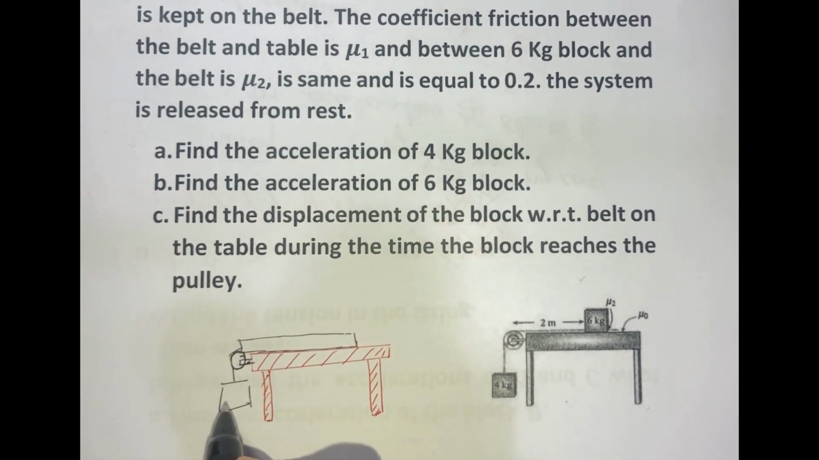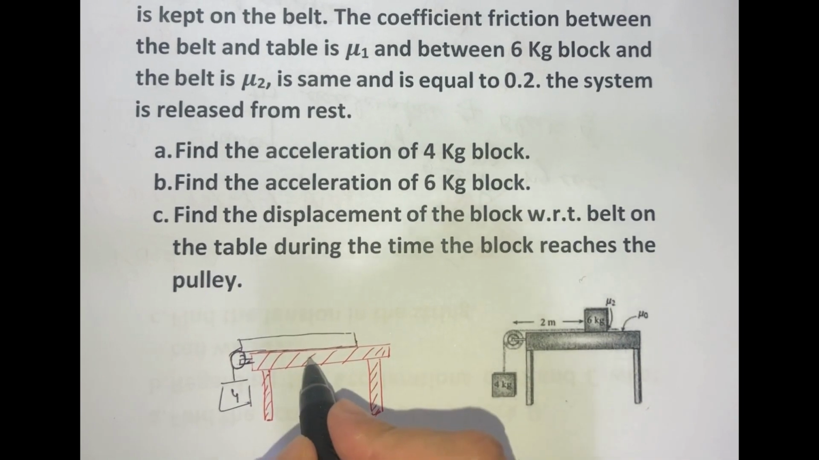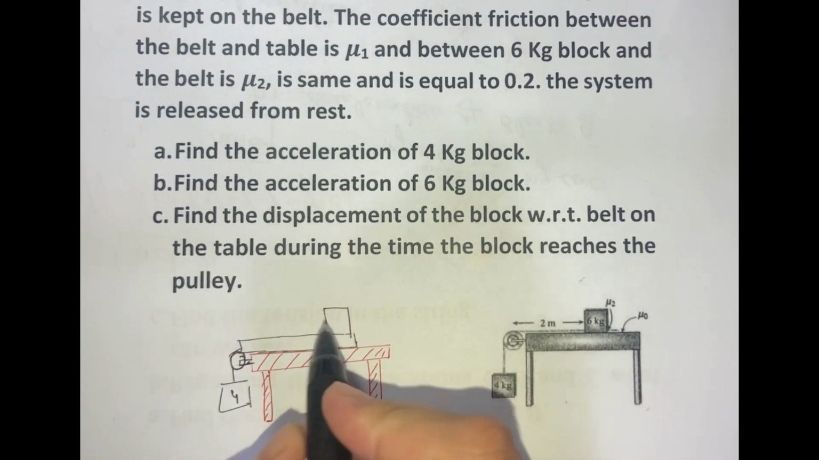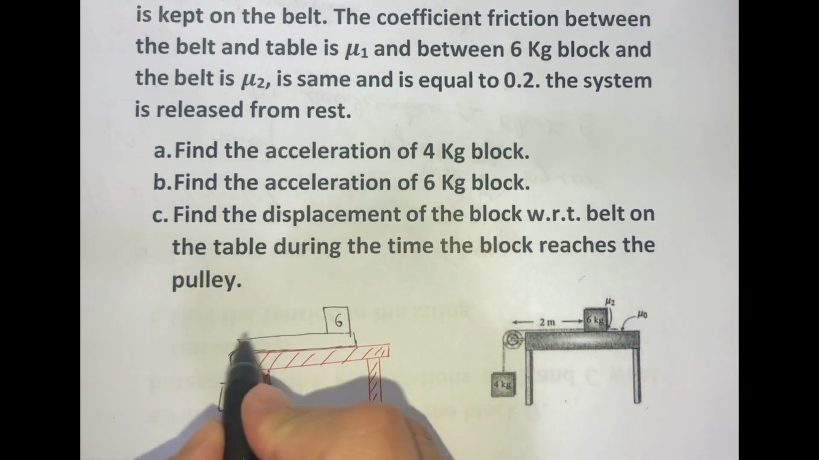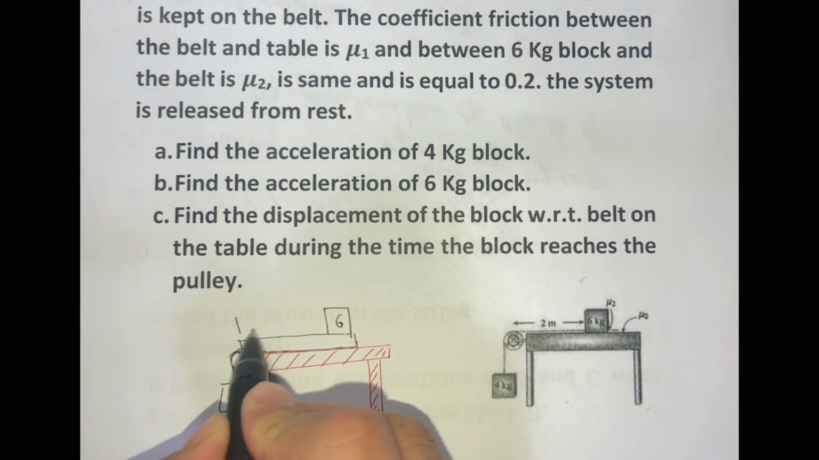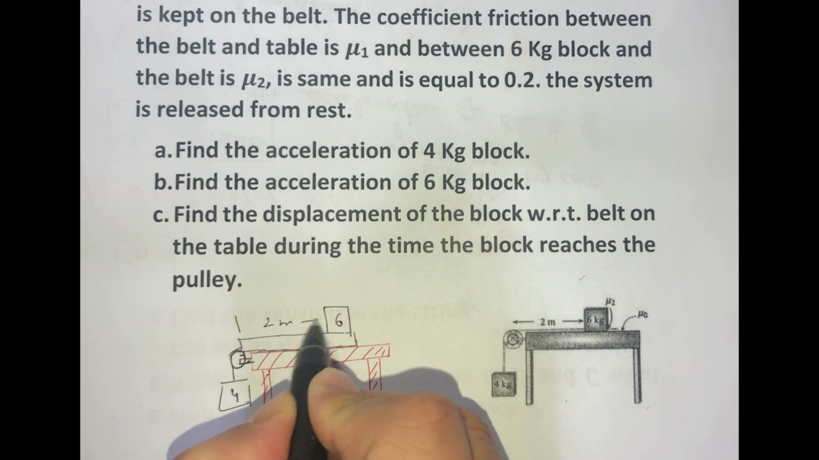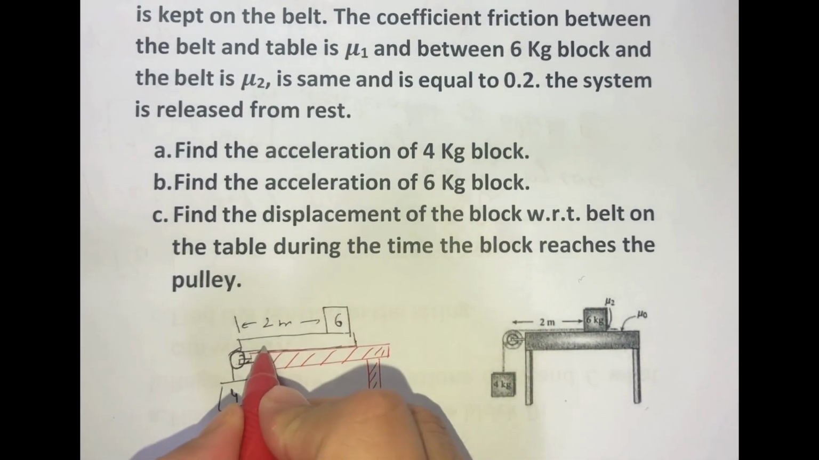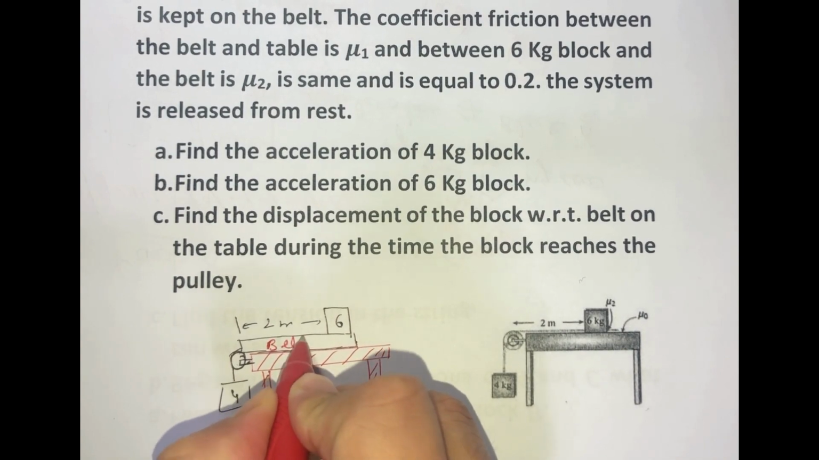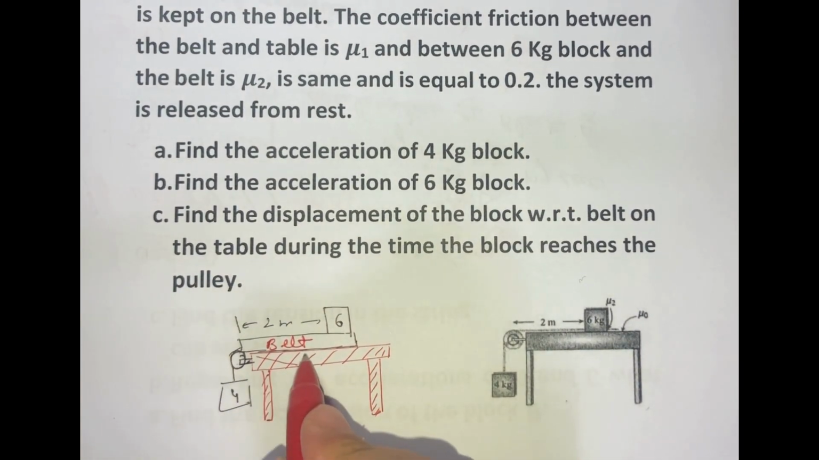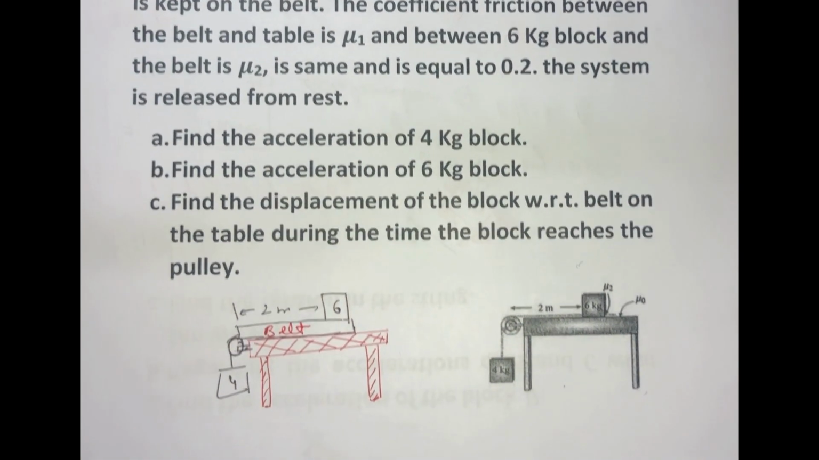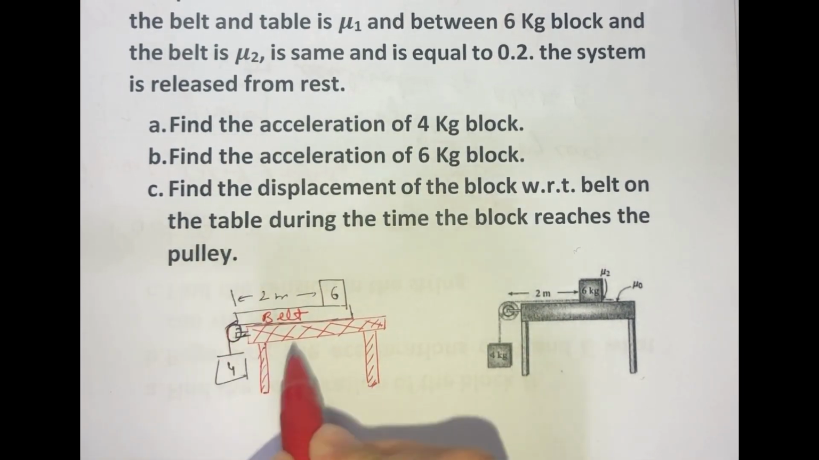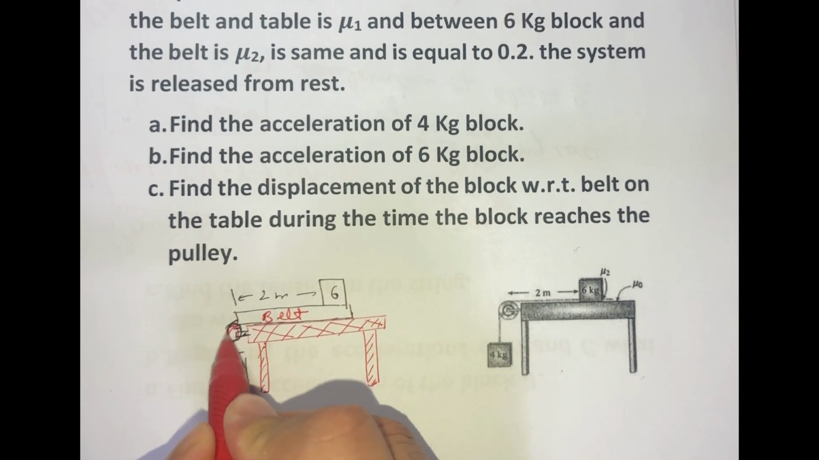to a block which is 4 kg, and on the belt there is a mass given as 6 kg, and this distance is given as 2 meters. Okay. So this is the belt and this is the table. And the belt is connected to this 4 kg block with the help of this pulley.